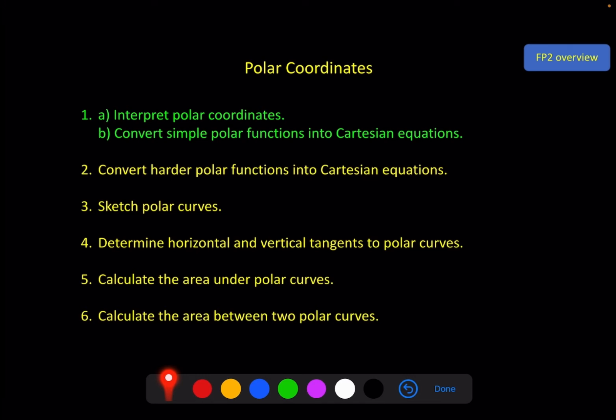So, an overview of this chapter. In the textbook there are only 4 sections, but I've split them up a little bit. The first section in the textbook is these two. We're going to interpret polar coordinates and convert simple polar functions into Cartesian equations in this video. We'll continue that in the next video with harder polar functions. Then we've got to sketch polar curves and determine horizontal and vertical tangents, which is the last section in the textbook. And then we'll come back to the third section in the textbook to calculate the area under polar curves and the area between two polar curves. And that will be this FP2 book finished. So let's have a look at polar coordinates.